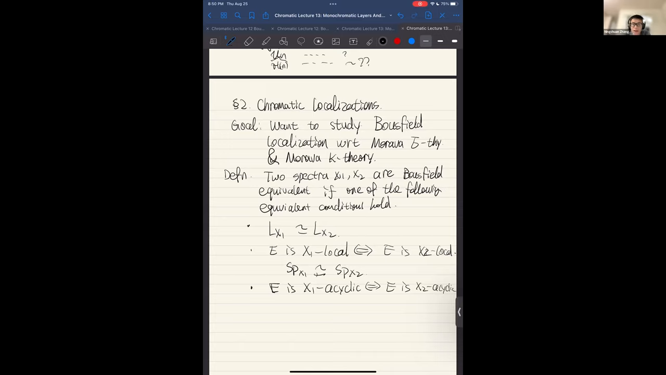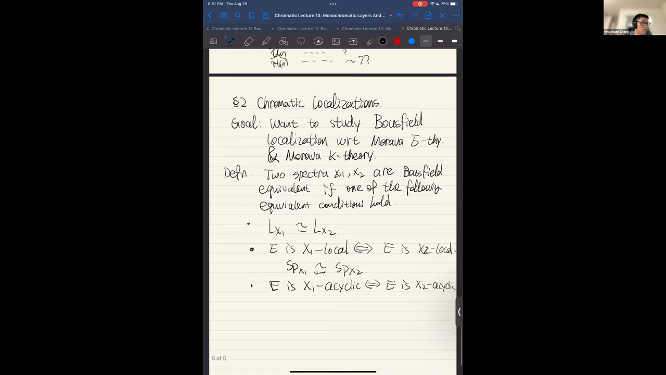Firstly, how do we define this local and acyclic business? We first define acyclic, and we define a spectrum to be local if it cannot be detected by acyclics. And then we use those notions to define the Bousfield localization. So it's not too hard to say those three conditions are equivalent.